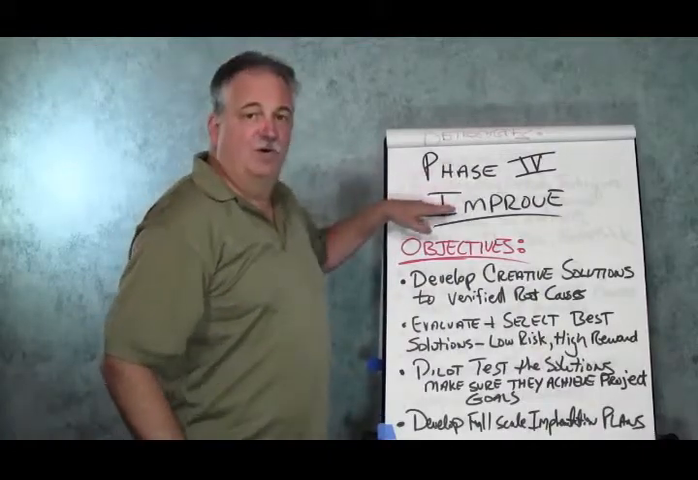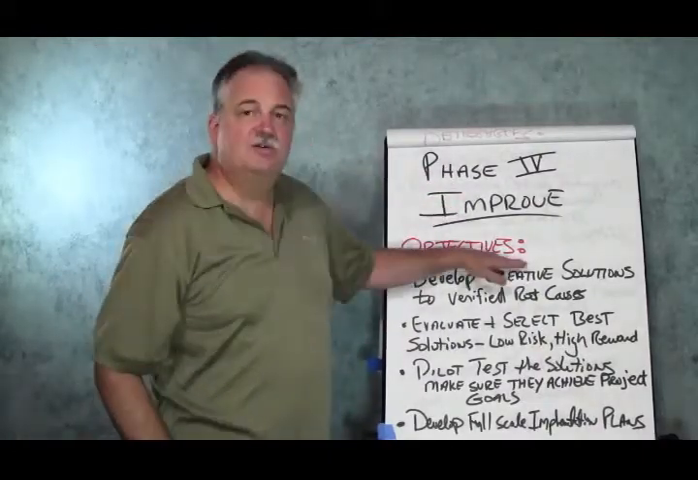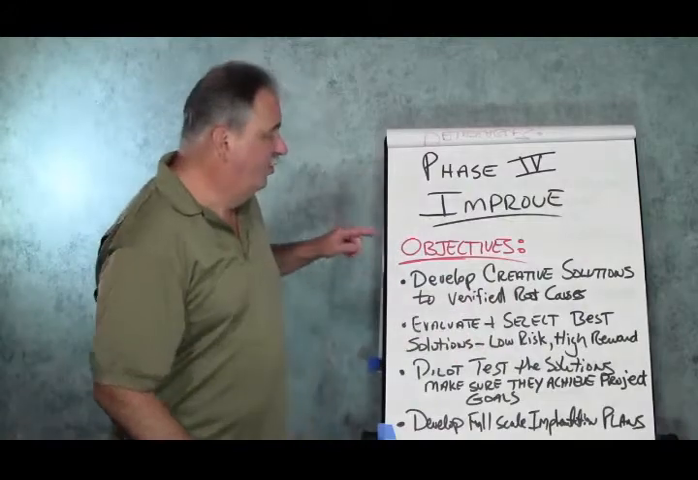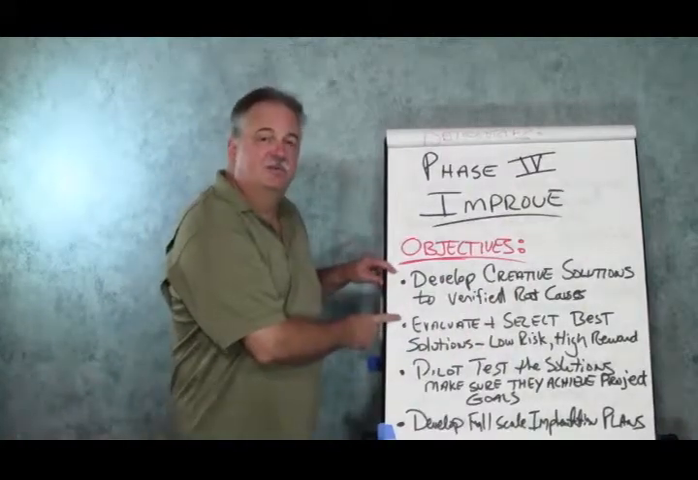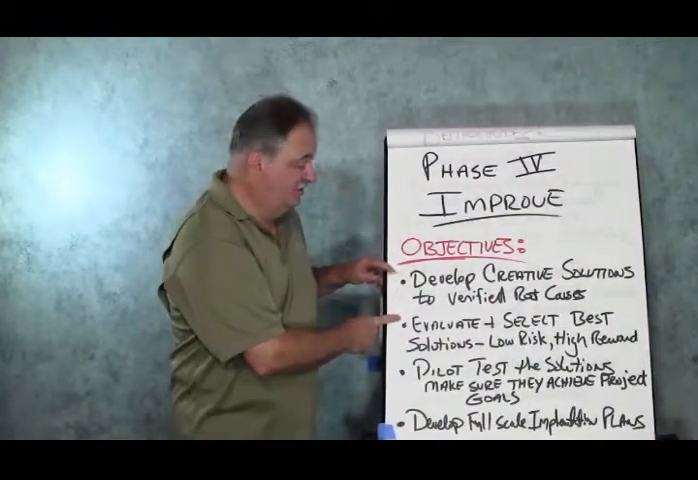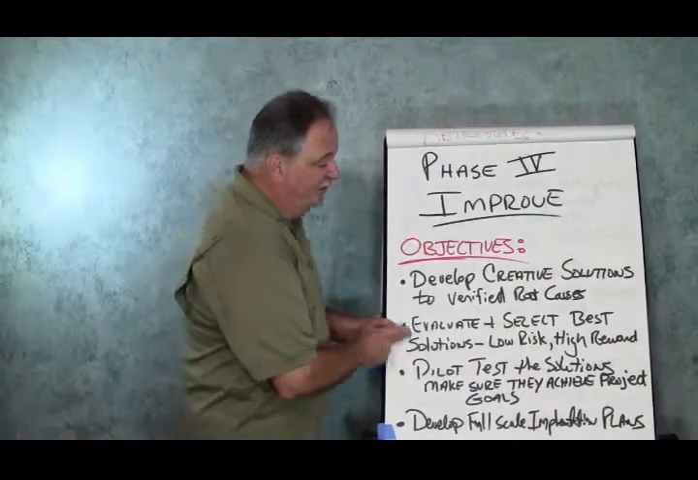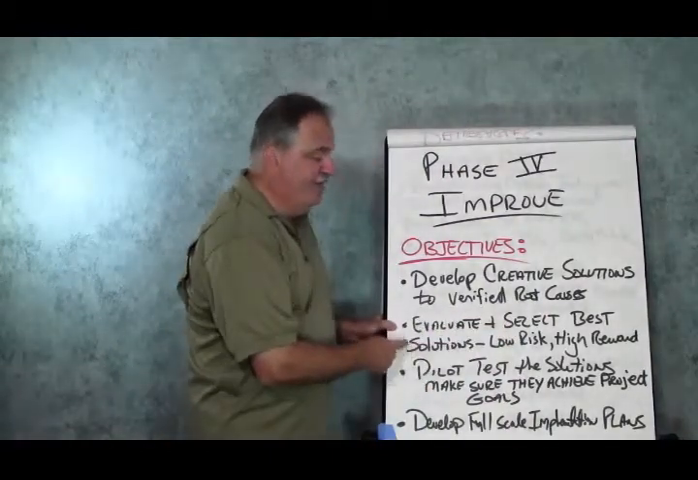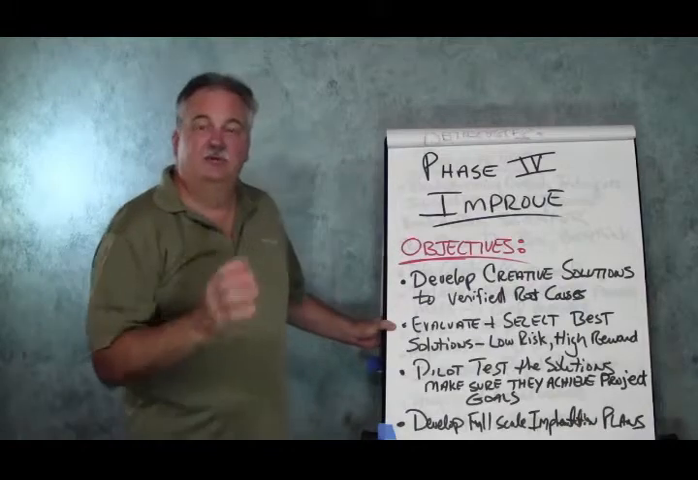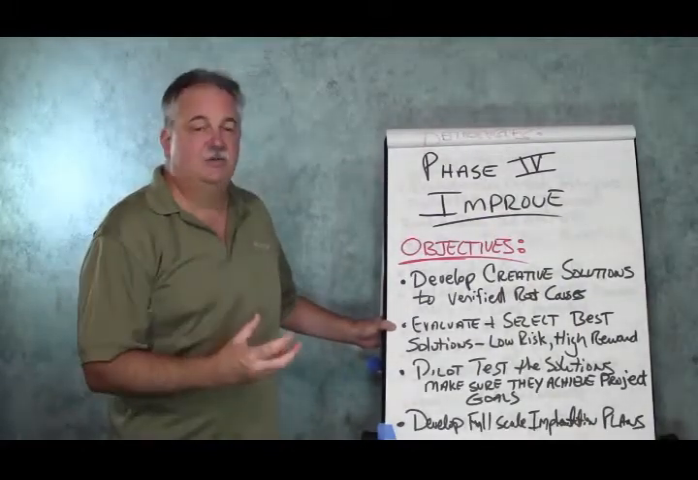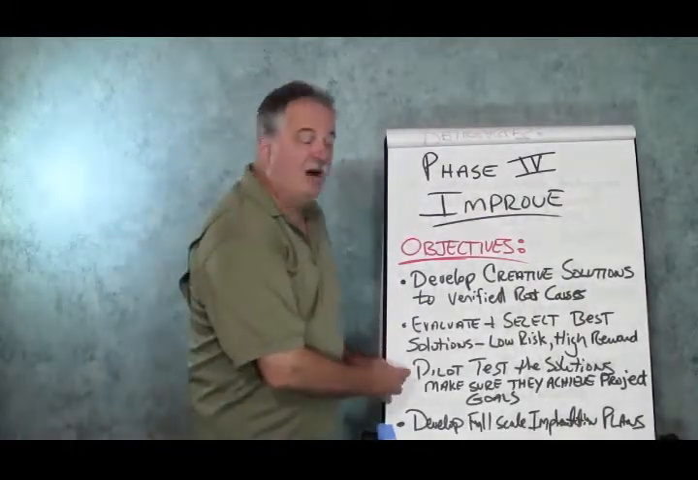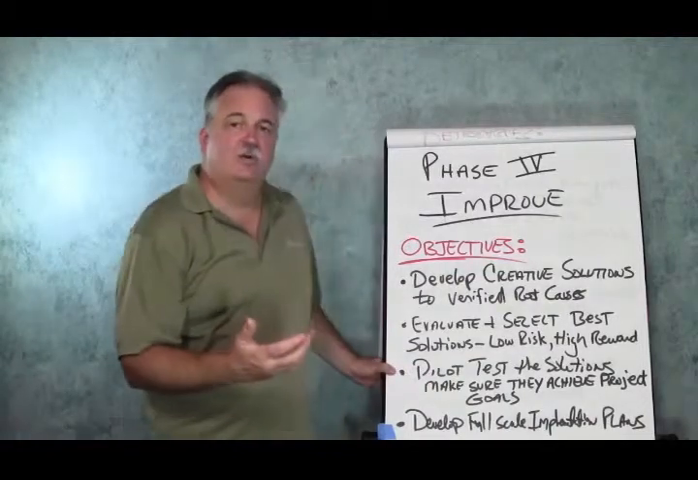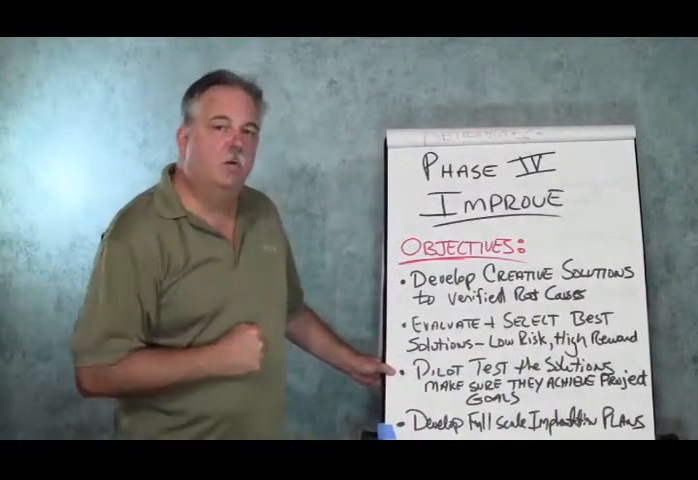This is phase 4, the improve phase. Here are our objectives. We want to develop creative solutions to those verified root causes. All right? We want to evaluate and select the best solutions that have the lowest risk and the highest rewards. Pilot test this stuff. Make sure it works. Is it achieving our stated goals?